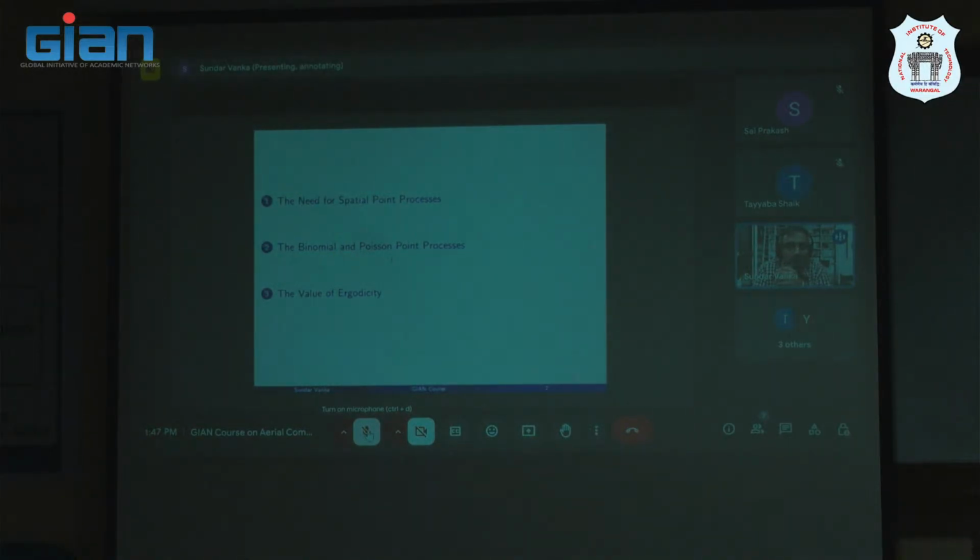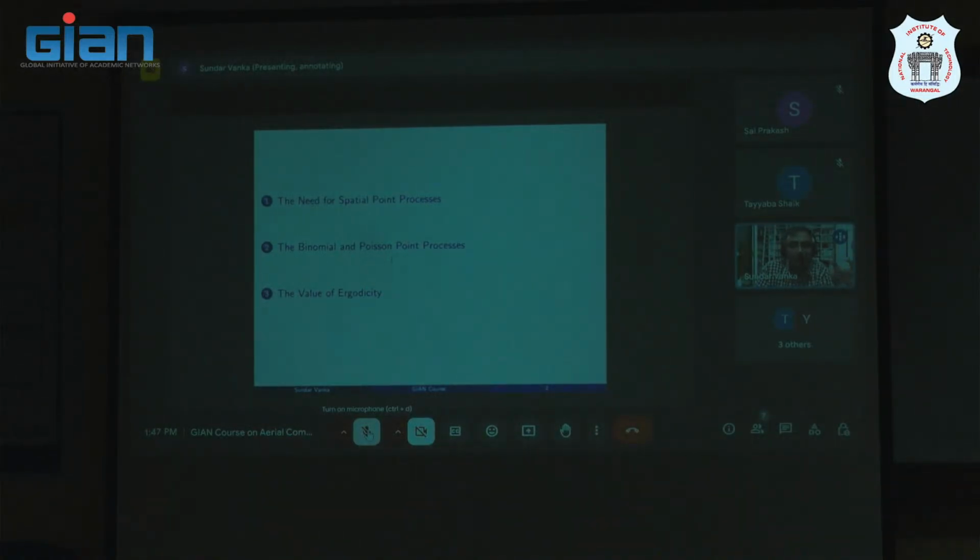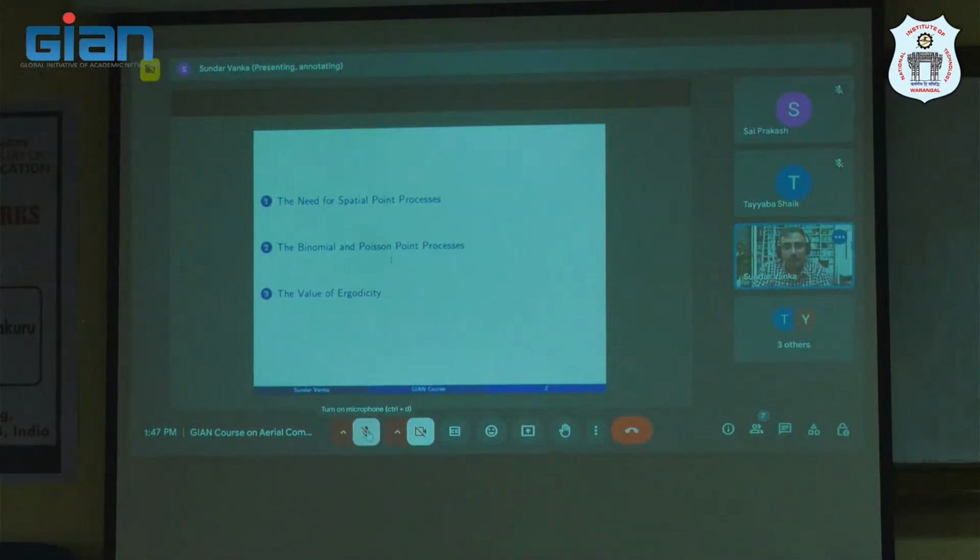Okay. So what we'll do is we'll start out with why you need these point processes at all. And then we will look at probably the most basic family of point processes, called the binomial and the Poisson point process. And then I'd like to dwell a little bit on the value of what is called ergodicity.